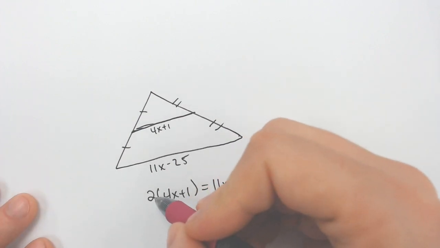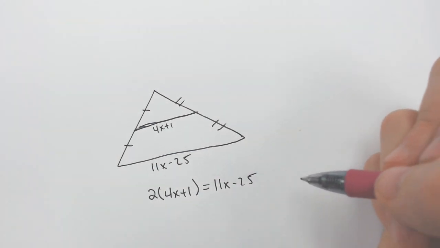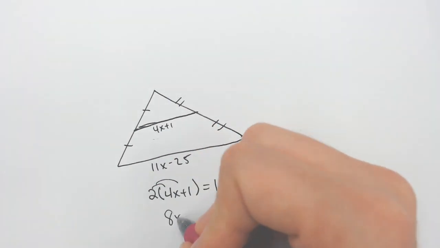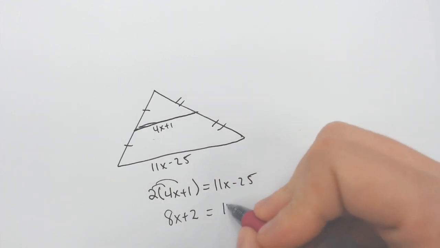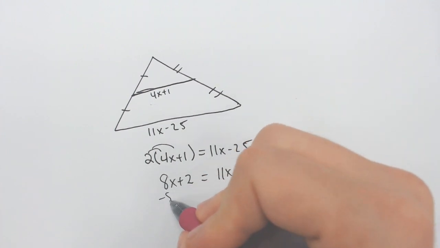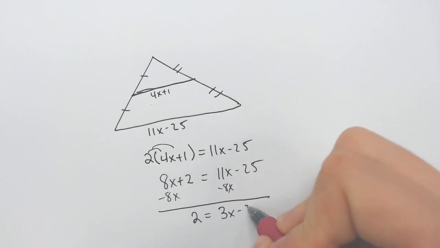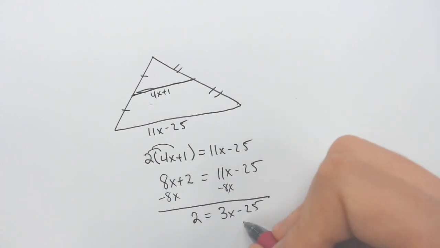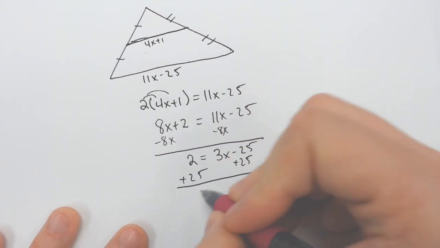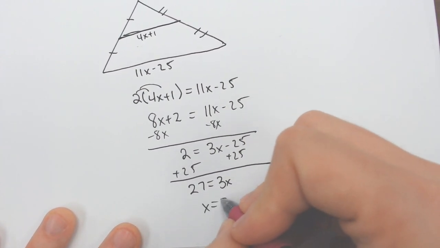So you need to make sure you put parentheses around the 4x and the 1 to be sure that you distribute it. So when we distribute it, because we have to double this part to equal the bigger part, you get 8x plus 2 equals 11x minus 25. Keep solving. Subtract 8x. 2 would equal 3x minus 25. Add the 25. 27 equals 3x. And when you divide, x would equal 9.